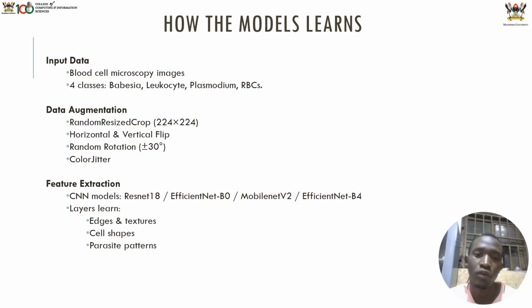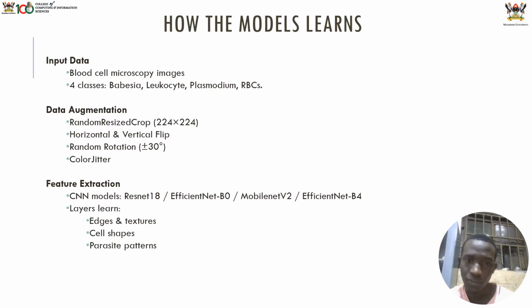Then you have the flipping, horizontal and vertical, which helps our model to learn the orientation invariance in the features. Then you have the rotation for angles greater than 30 and also below, which simulates real world variations in microscope positioning. Microscopes are positioned different ways, so no matter the angle, our model should be able to understand or analyze the image. Then you have the color jitter, which adjusts the brightness and the contrast to handle staining differences in the cells.